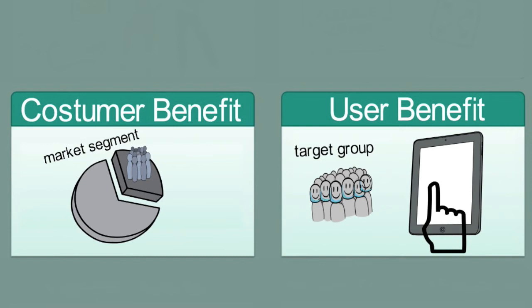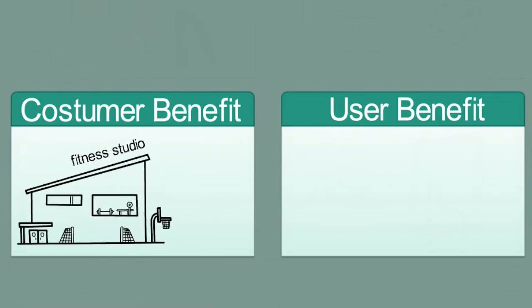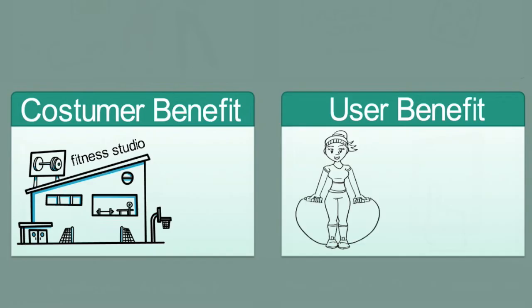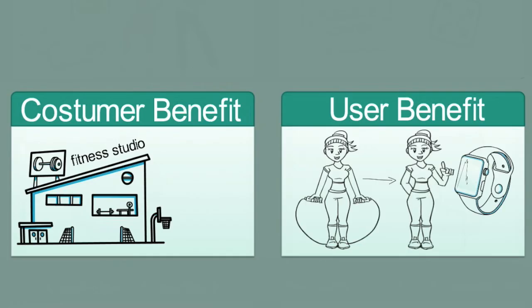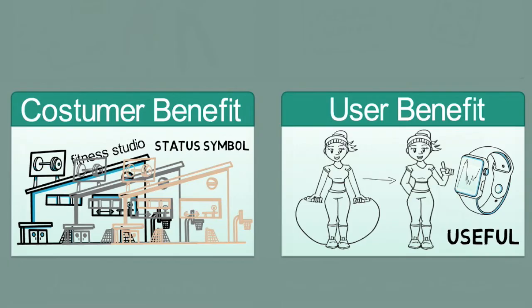The customer of the Apple Watch could be a fitness studio which equips its fitness coaches with Apple Watches. The fitness coach, who is the user, can see his progress while doing sports by simply raising his wrist. So the Apple Watch is not only extremely useful, it can also be seen as a status symbol. With it, the fitness studio can differ from the competing institutions.